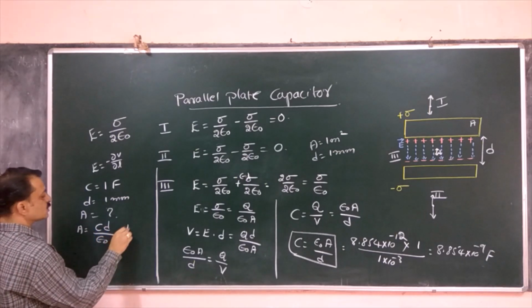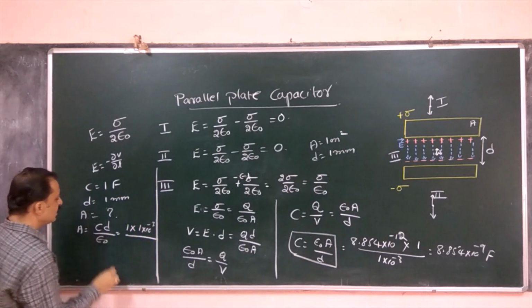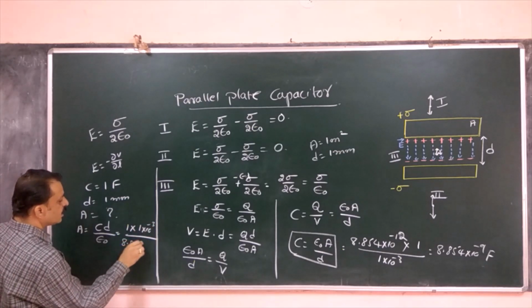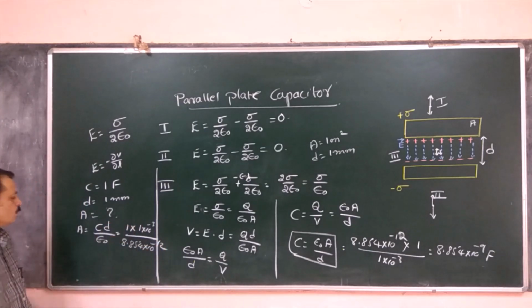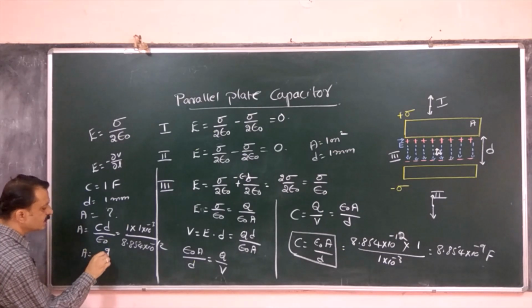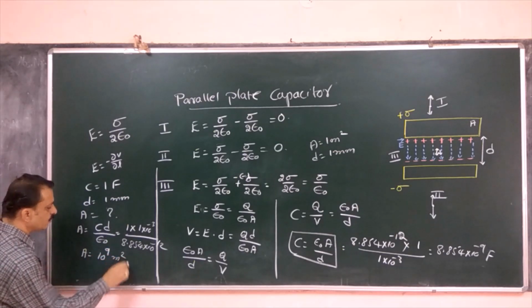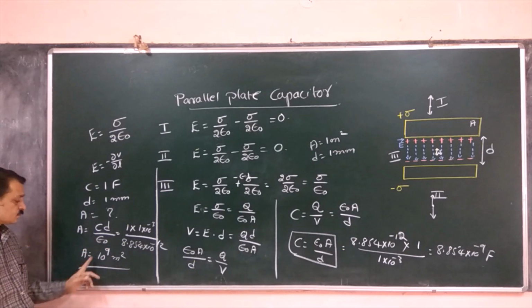Now capacitance is 1 and the distance is 1 into 10 to the power of minus 3 divided by 8.854 into 10 to the power of minus 12. So the numerator, on simplification, roughly we will get 10 to the power of plus 9 meter square.